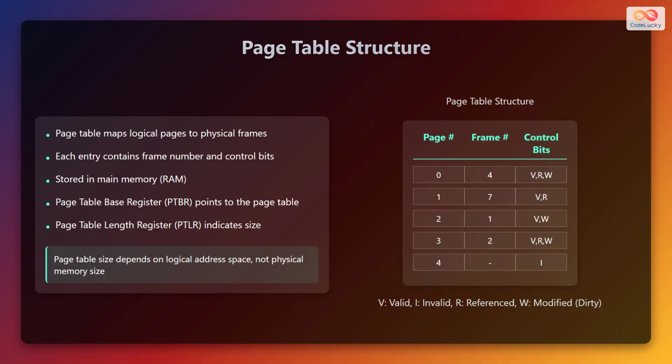The page table base register, or PTBR, stores the starting address of the page table. Additionally, the page table length register, or PTLR, indicates the size of the page table. It's important to note that the page table size depends on the size of the logical address space, not the physical memory size, allowing the system to handle large virtual addresses efficiently.